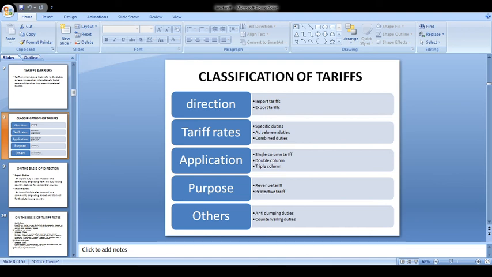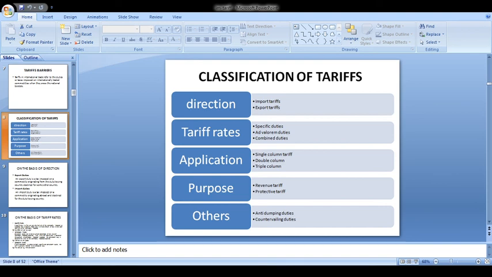Second is double column tariff. Under the double column tariff system, there are two rates of duty on some or all commodities. Thus, the double column tariff discriminates between countries. The double column tariff system may be broadly divided into general and conventional tariff, maximum and minimum tariff.